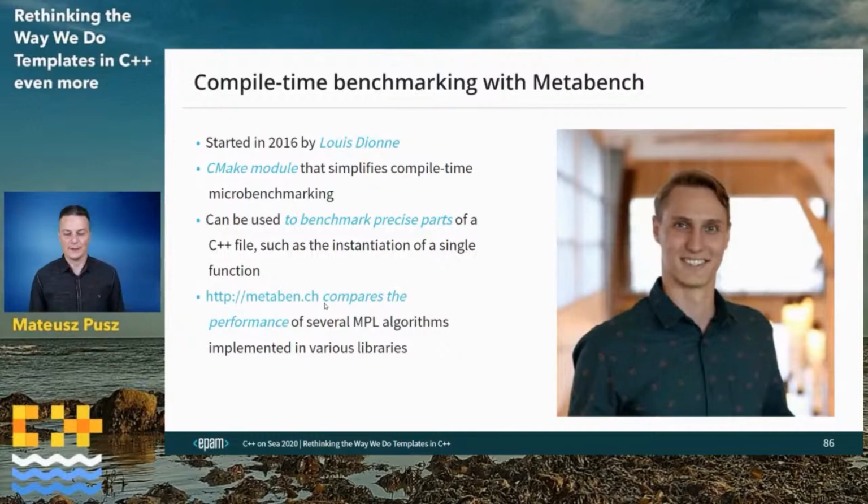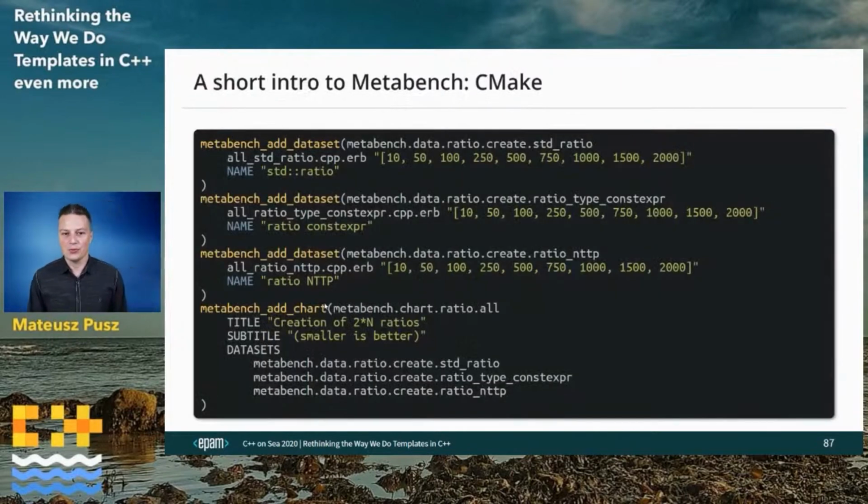Okay, but coming back to performance. As I said, it is a CMake module. So it has a CMake-like interface, which we like or hate, depending on who you are, but still it works quite nicely. You provide a target called, for example, std ratio here, ratio type context, ratio NTTP. You provide the source file for this compilation, for this performance measurement. It's actually a Ruby file. And you provide a data set to be used for measurements, and the name for this line on the chart. And if you define those three data sets, then you define a chart, saying this is a chart called creation of 2n ratios, smaller is better, and provide the data sets created above.